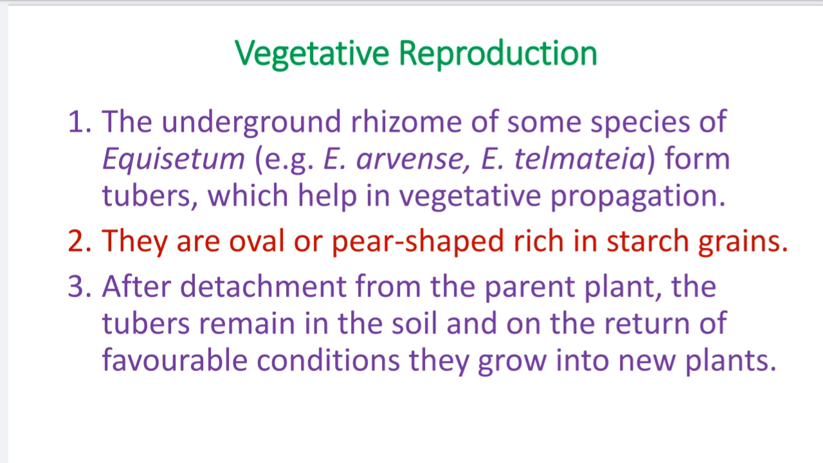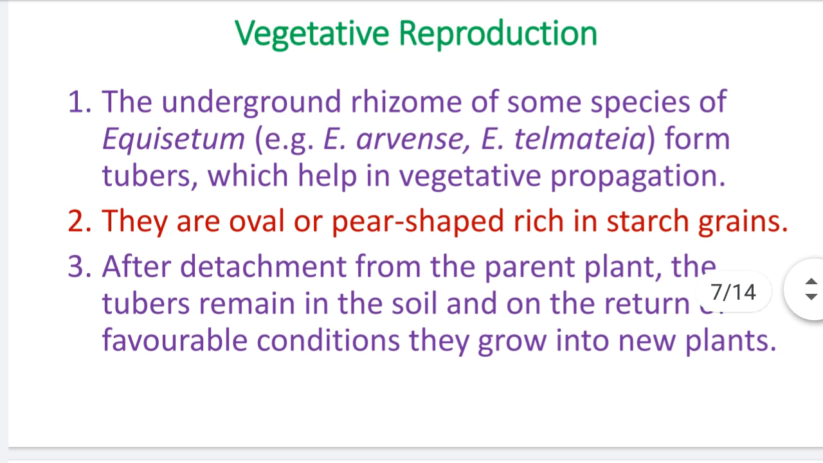Number 2, they are oval or pear shaped, rich in starch grains. They are full of the food material starch. Number 3, after detachment from the parent plant, when these tubers are separated from the rhizome, the tubers remain in the soil. On return of favorable conditions, they grow into new plants. They will germinate and they can produce a new individual plant of Equisetum. So this is the very simple vegetative reproduction of Equisetum caused by the tubers.